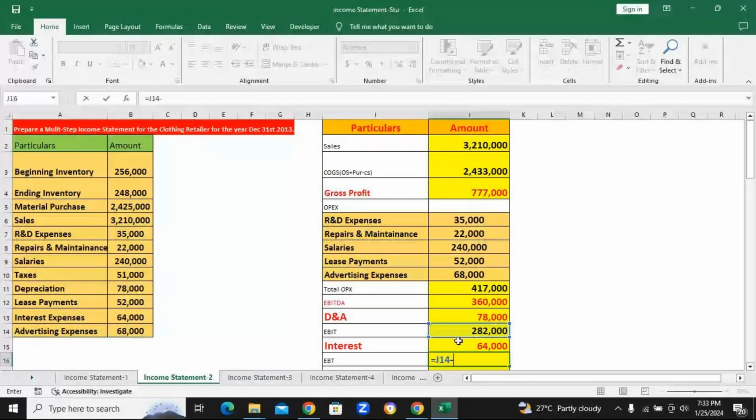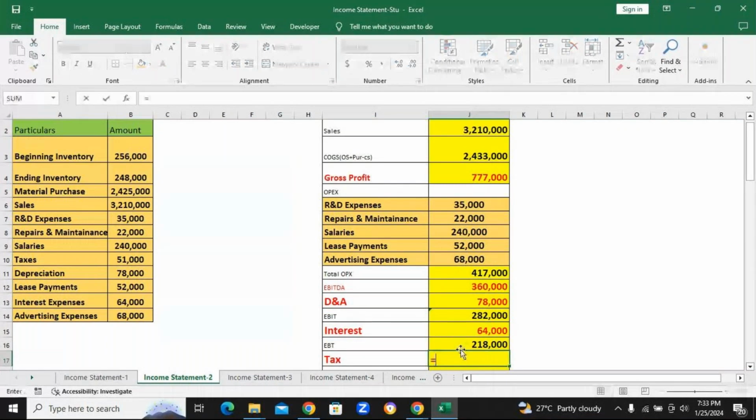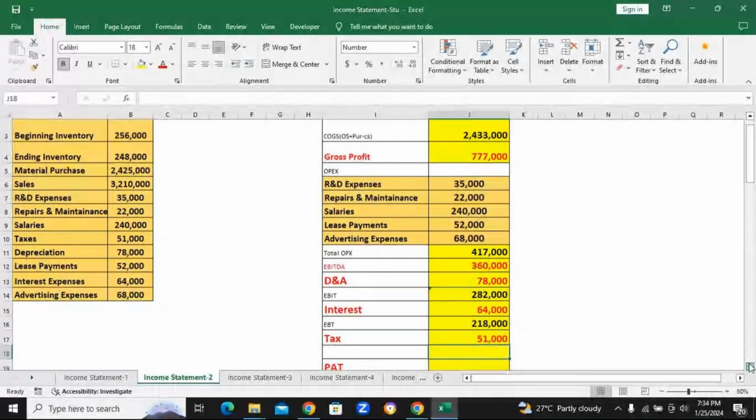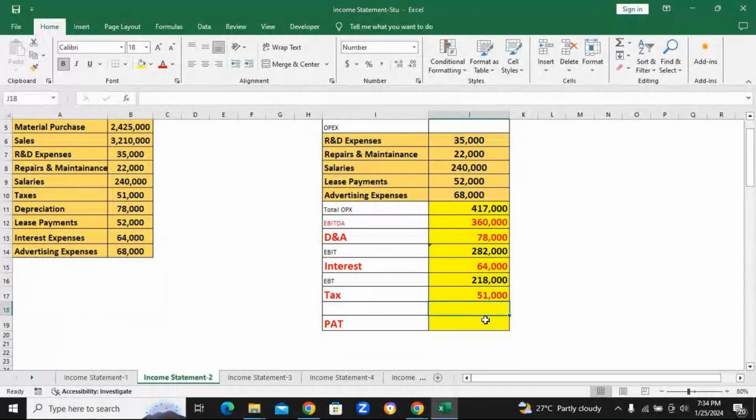For the tax amount, you take the EBT value into the tax rate. Here I may not have to calculate, as they have given the values. So profit after tax will be equal to 2,18,000 minus 51,000. This will be my PAT, that is profit after tax.